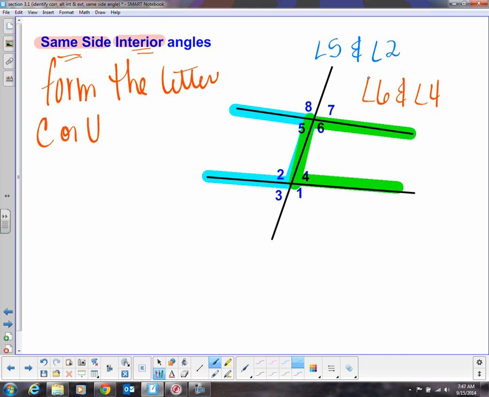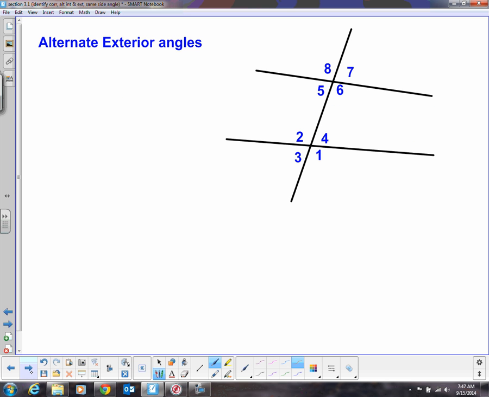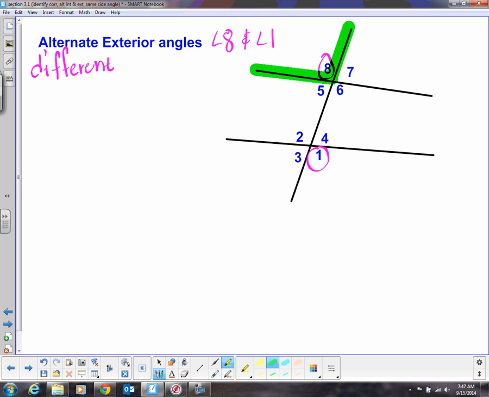Okay, on your last flap, on the outside, we are going to put alternate, but now it's going to be exterior. Alternate exterior angles. Alternate, again, means different. Now, what do you think exterior means? Pardon? Outside, exactly, the parallel lines. So 8 and 1. Angles 8 and angle 1 are alternate exterior. They're on different sides of the transversal, and they are outside the parallel lines.